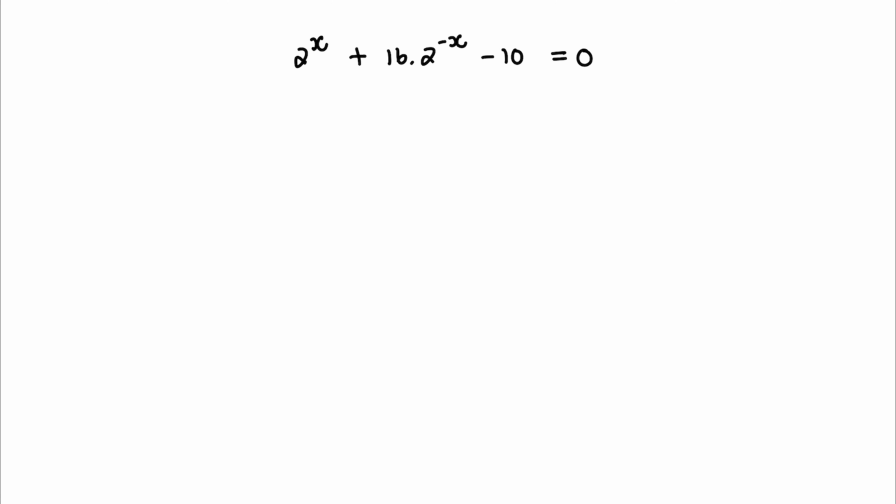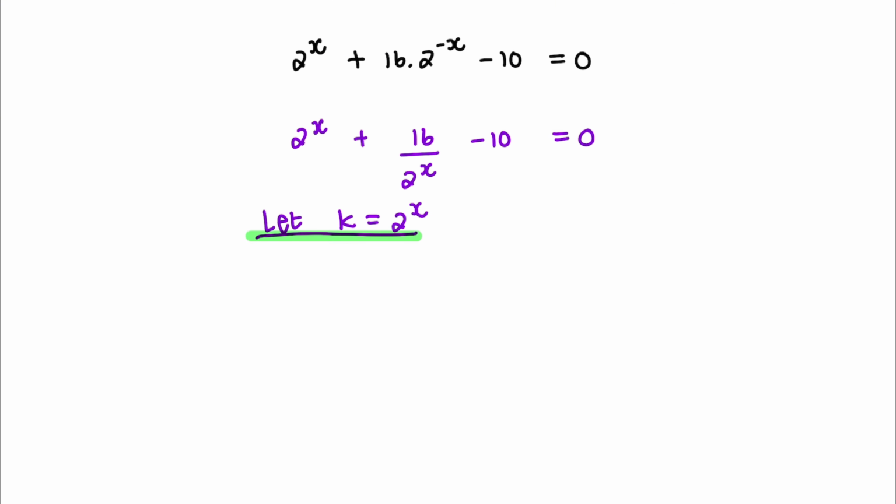We are busy revising equations, and in this video we want to solve for x. Here we are given 2 to the power of x plus 16 to the power of negative x is equal to negative 10. And this example builds on our previous video where we used the k method.